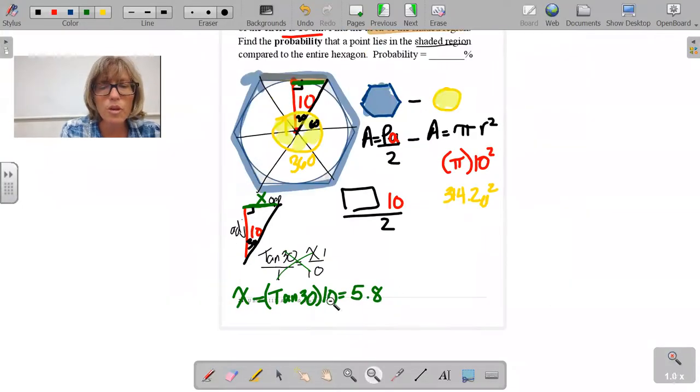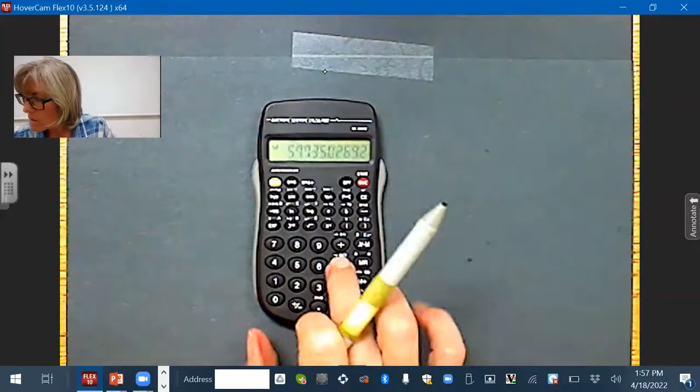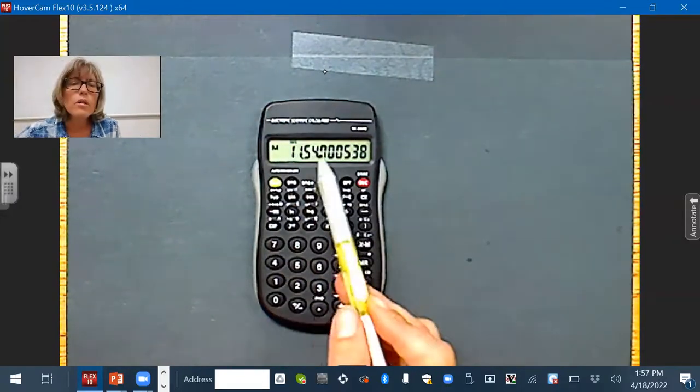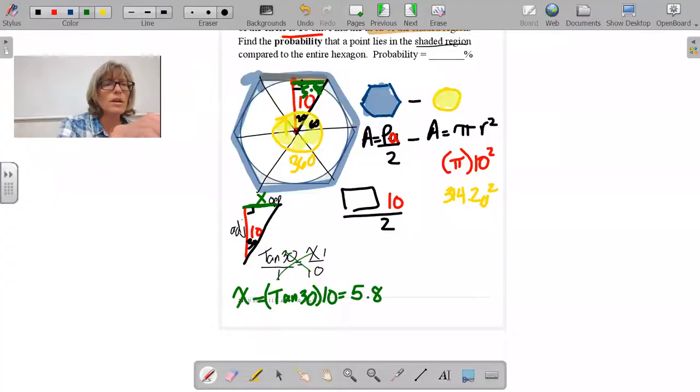Look very carefully. What you have found is only half a side length, 5.8. So we have to double that to get a full side length. So times 2, I'm going to get 11.6 there, if we're going to just double that. Now our perimeter, one side length is 11.6, but we have 6 sides.